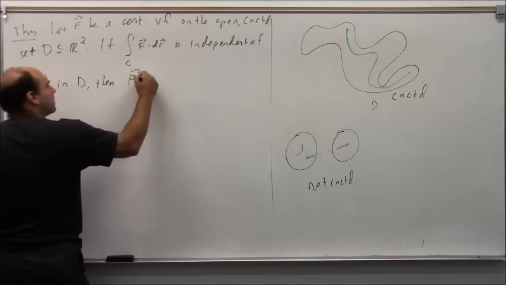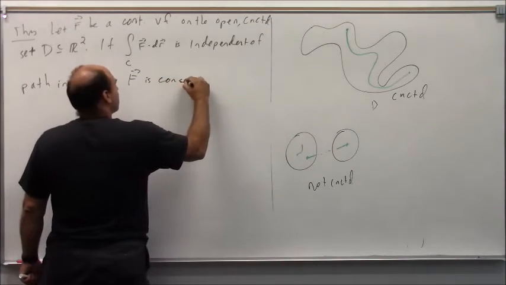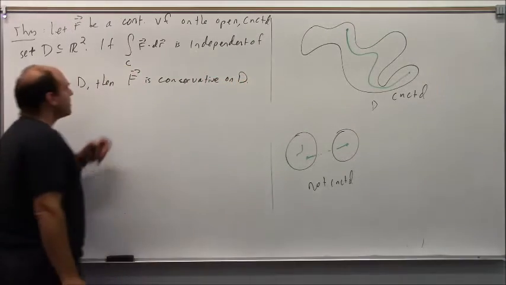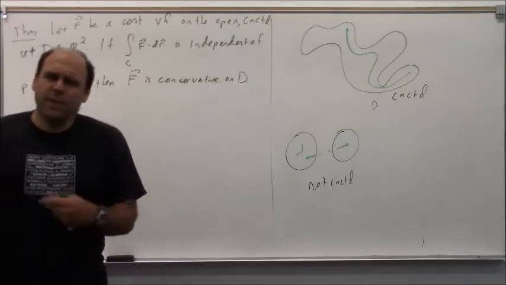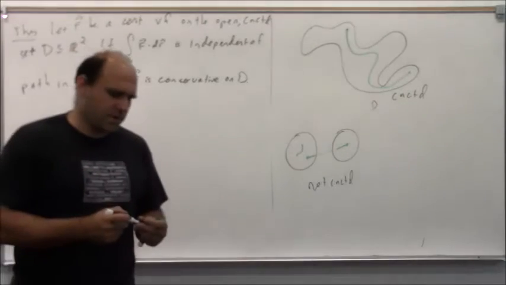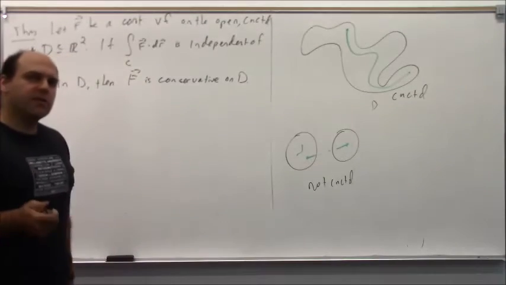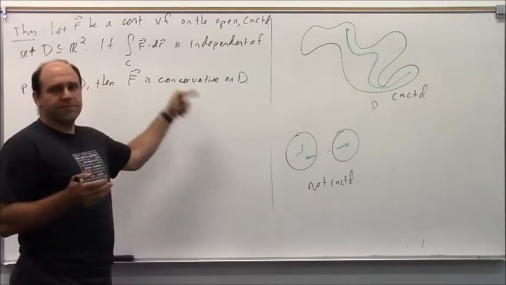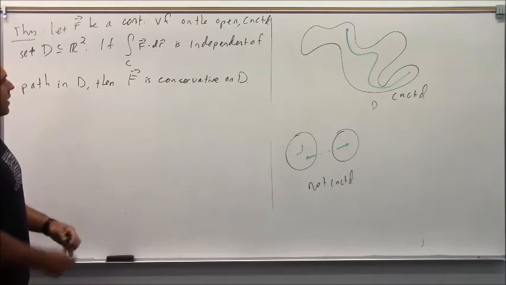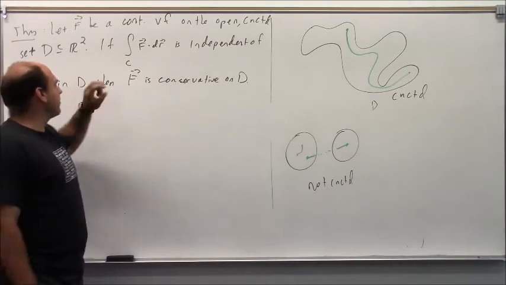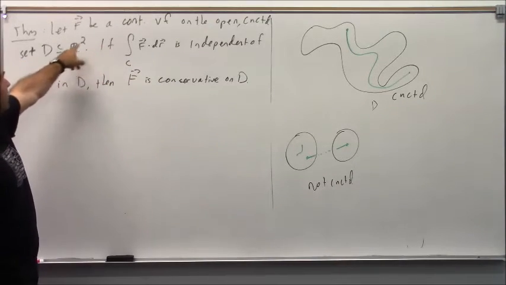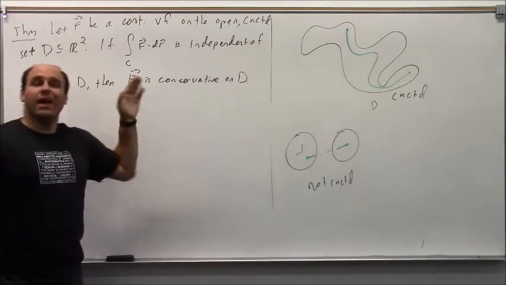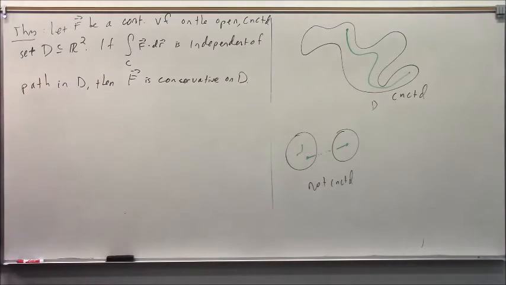Then F is in fact conservative on D. So it may be tricky, if I just hand you a vector field, to decide whether or not that vector field is conservative. Here's a theorem that can help us figure that out though. If this path integral is independent of path, and D is both open and connected, and the vector field is continuous, then yes, it is conservative. It is the gradient of something.